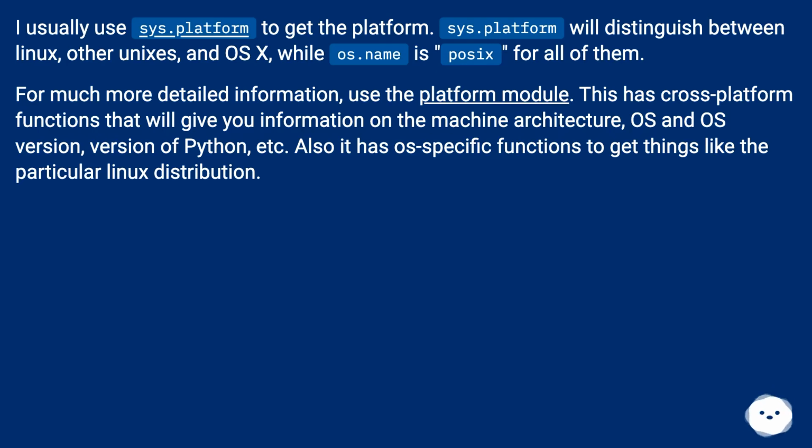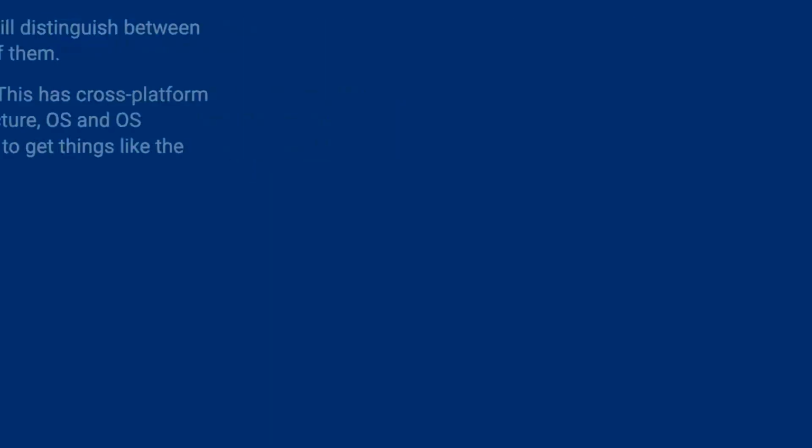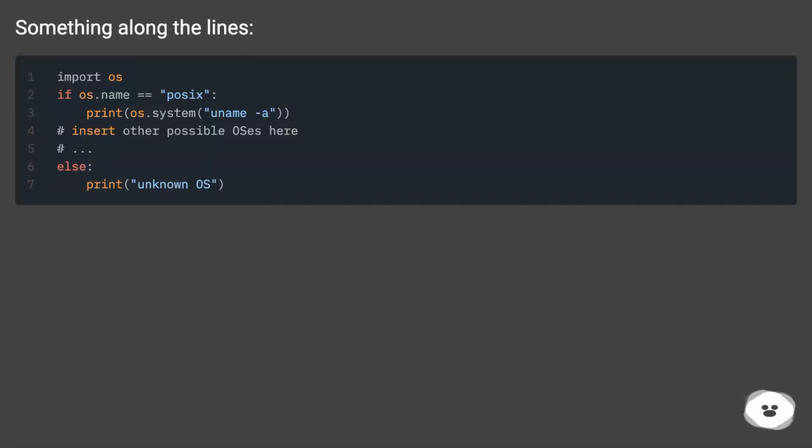For much more detailed information, use the platform module. This has cross-platform functions that will give you information on the machine architecture, OS and OS version of Python, etc. Also, it has OS-specific functions to get things like the particular Linux distribution. Something along the lines.